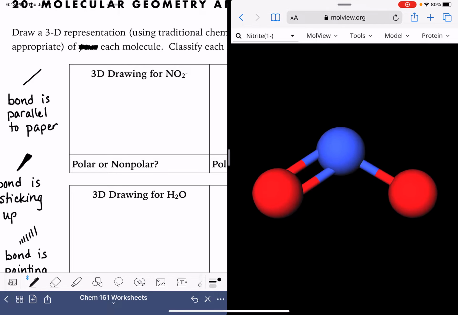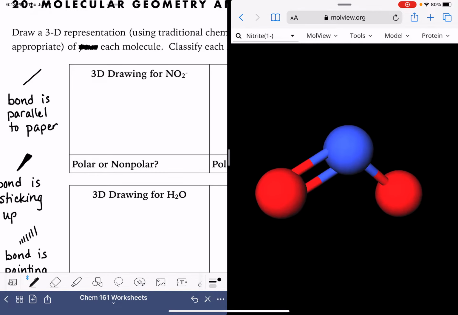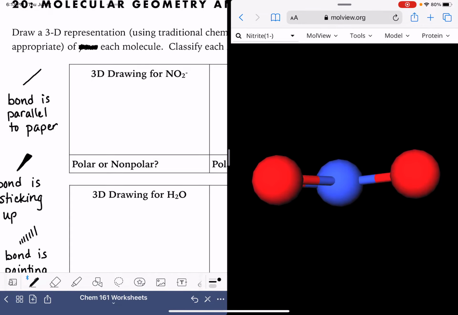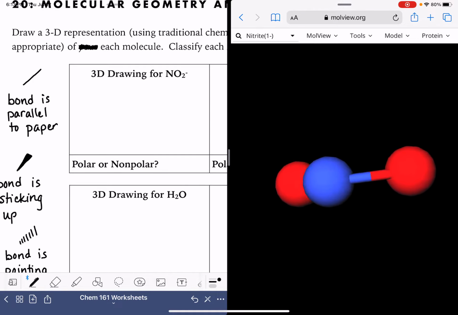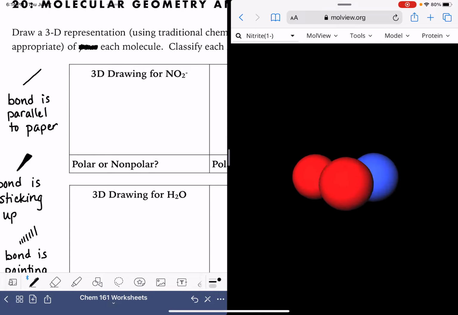There's also a lone pair of electrons on the nitrogen, which is not being represented by this software. That's one of the disadvantages of this software. To draw this 3-dimensionally, or draw any molecule 3-dimensionally, the easiest way to do it is to put as many atoms as possible flat with the paper. So if I angle the molecule this way, you can see that the nitrogen and the oxygen atoms are all in the same plane. They're all parallel to each other.